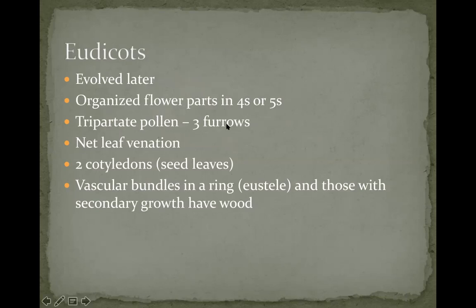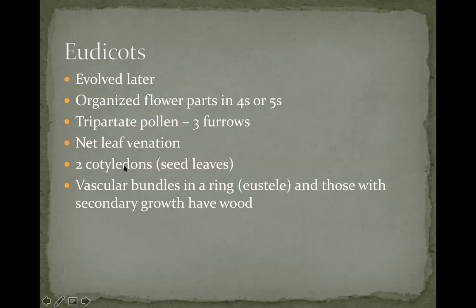They have tripartite pollen, so 3 furrows in their pollen grain, and they have net leaf venation. Usually with net leaf venation, they'll have one main midrib, and then that one midrib will branch off into other lateral veins, and those lateral veins will continue to branch off, so on and so forth. I'll show you what that looks like in a second.